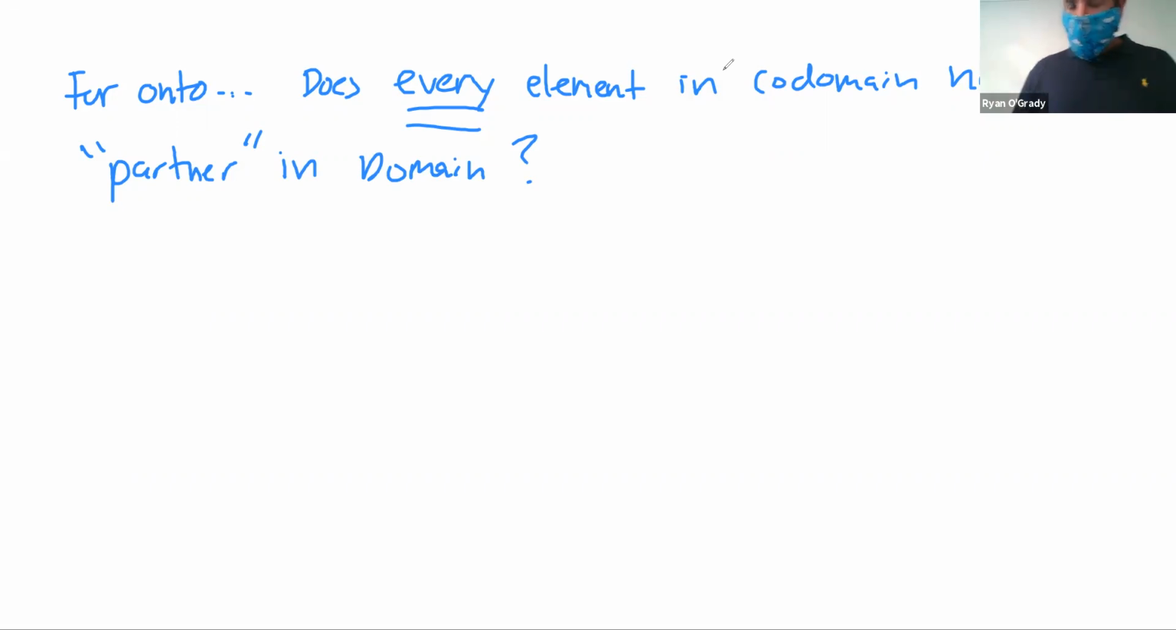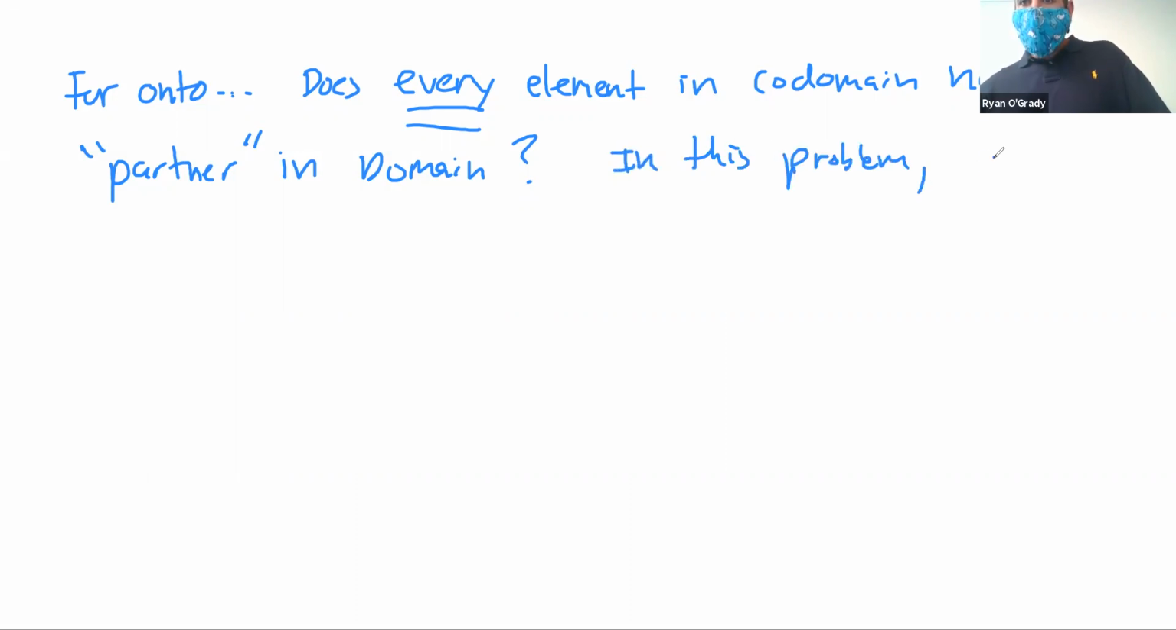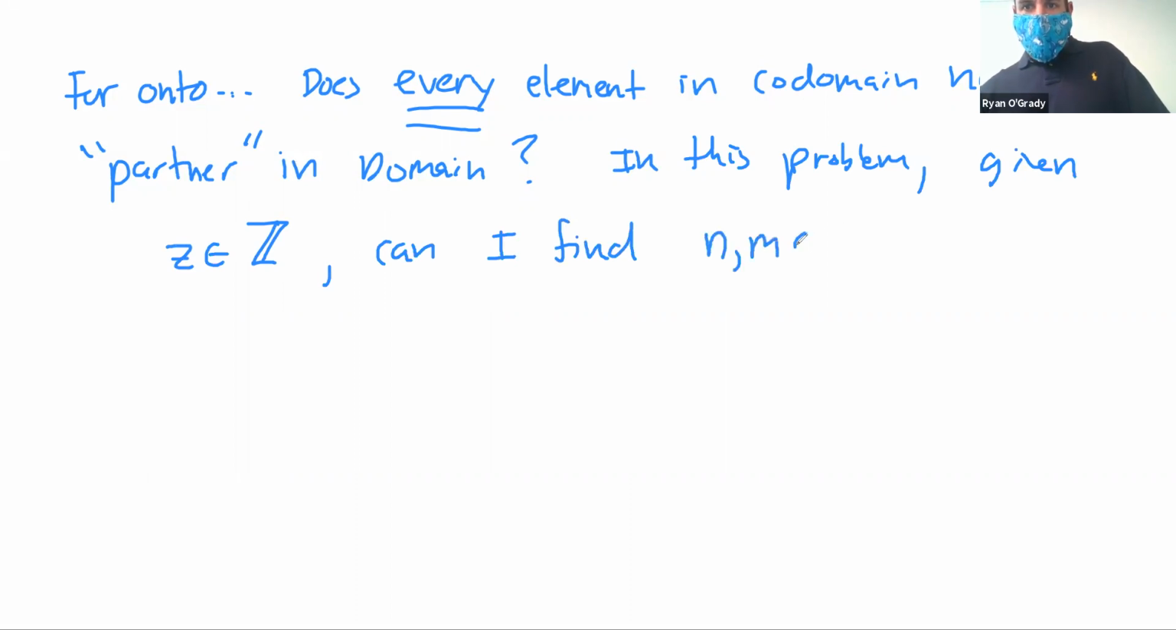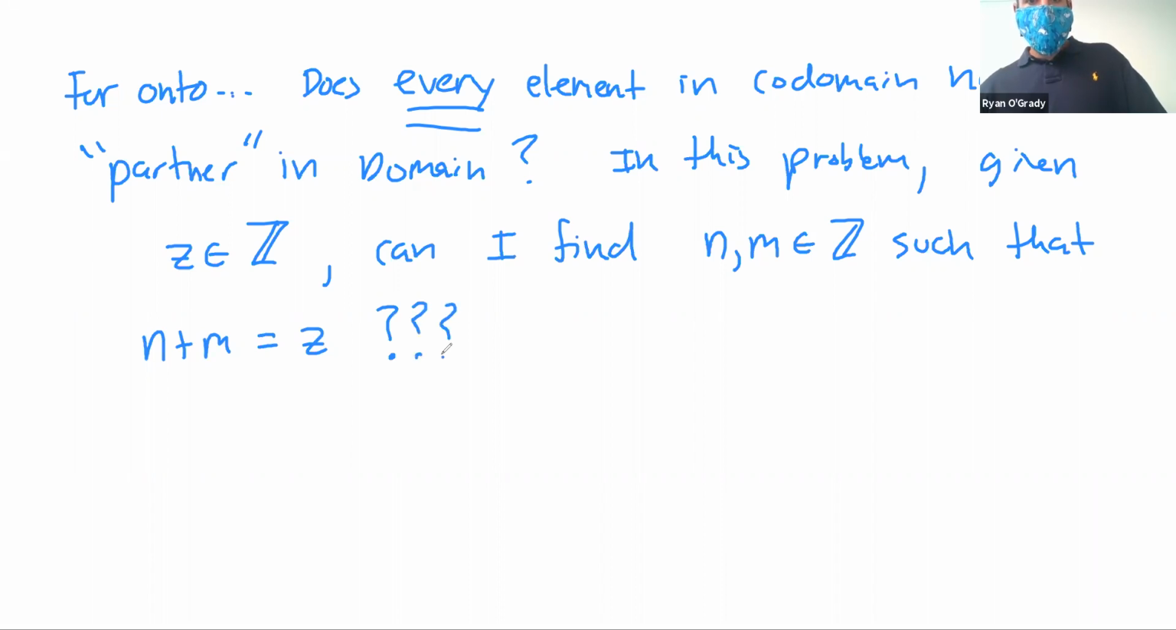So what I mean by this in the context of this problem, so in this problem, given, I'll call it little z in the integers, can I find n and m in the integers such that n plus m equals z? That's what I'm asking myself in this particular problem.